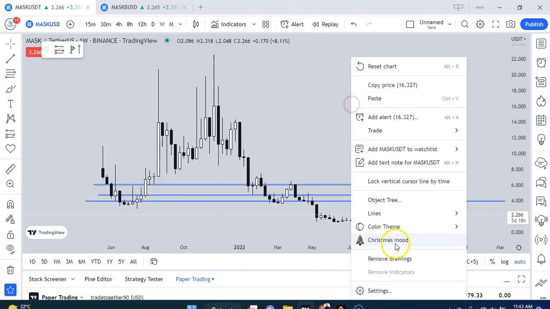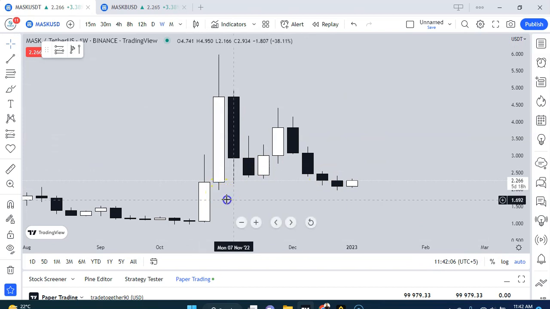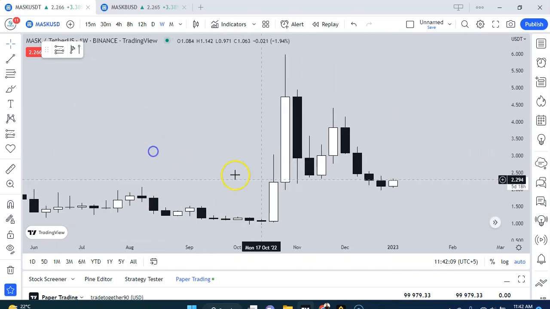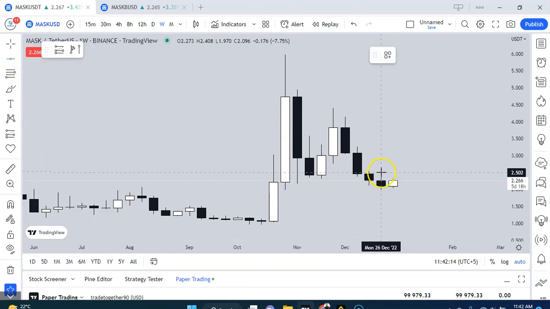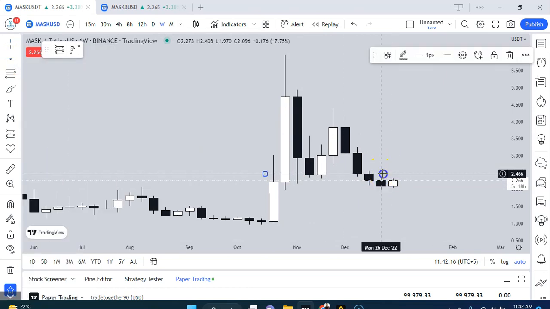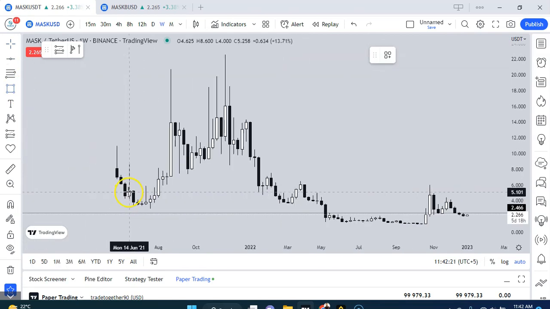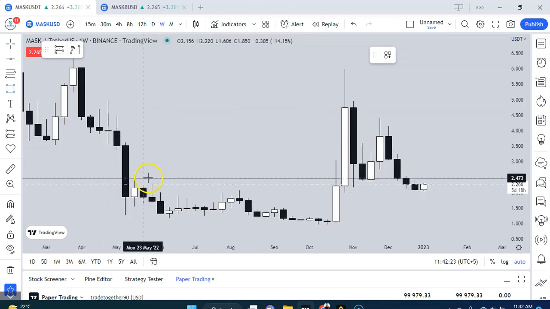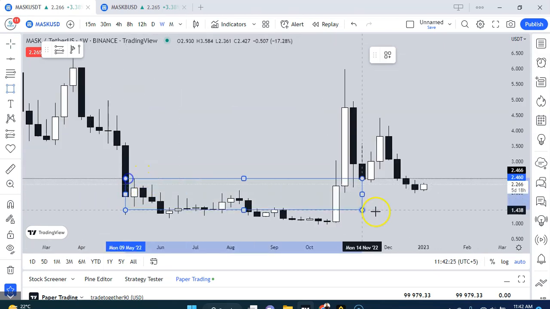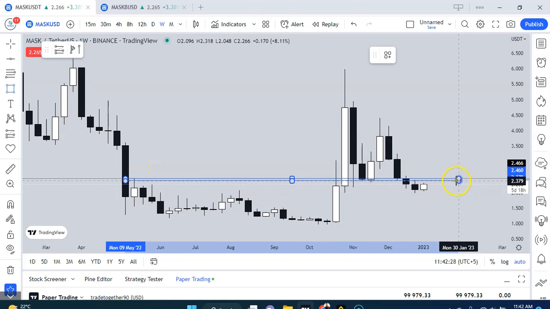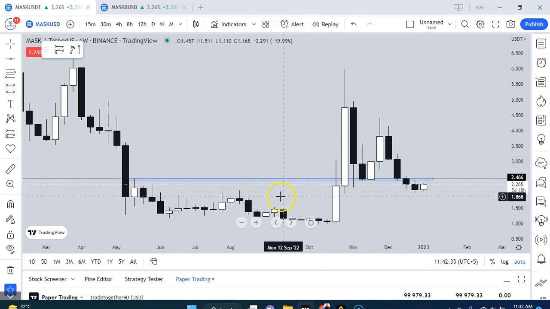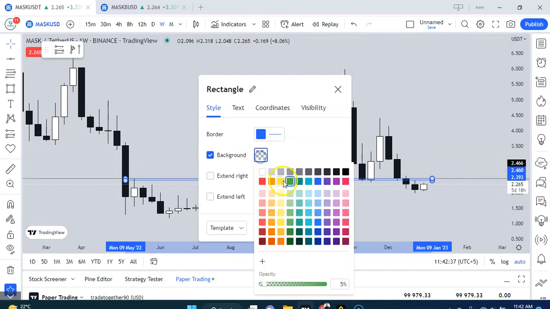All right, let's clear it out. On the weekly chart I am going to mark the resistance. First I'm going to mark the resistance area, where the resistance is lying. All right, let me mark it. Okay, let's mark the resistance. So this is the resistance area of this pair. Let's keep it in red color.